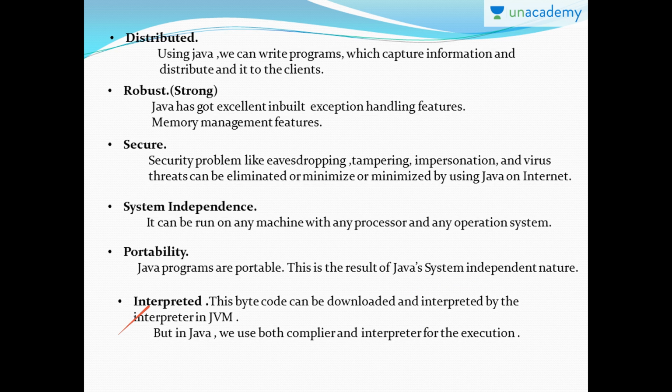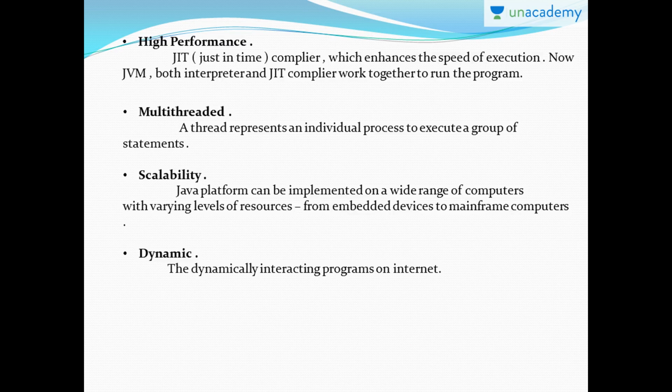And it is interpreted, which tells us that this can be downloaded and interpreted by the interpreter in the JVM. This is the Java virtual machine, which we'll be discussing now. But what happens is we have to use both compilers and interpreters for executing the Java program. And then it's very high performance because JVM also contains a JIT compiler, which is called the just-in-time compiler.